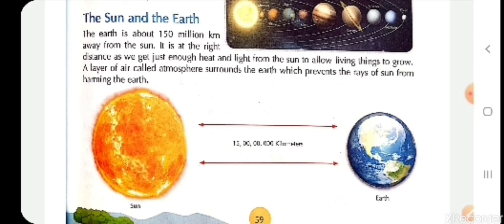Children, what is that huge ball of fire? Huge means very big ball of fire which we see in the daylight, that is the sun. Because of this sun only we get heat and light. So children, the sun is the only source of heat and light on earth.